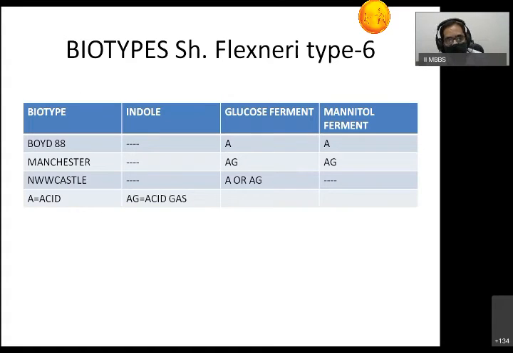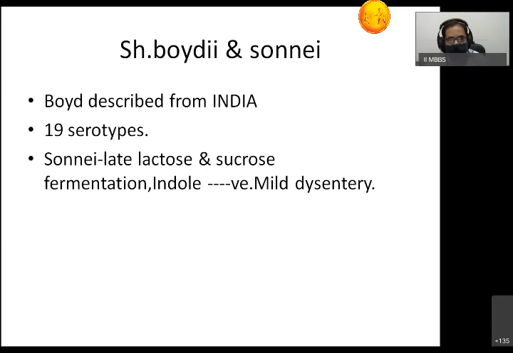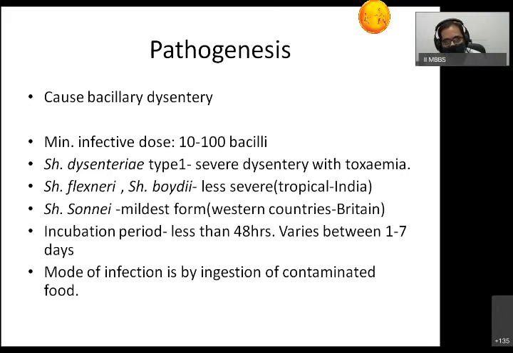And these are the biotypes of Shigella: Boyd 88, Manchester, Newcastle. Depending upon indole, glucose and mannitol reactions, they can be identified. As I told you, they are the causative agents of bacillary dysentery. The minimum infective dose is 10 to 100 bacilli. Shigella dysenteriae type 1 causes severe dysentery with toxemia. Shigella flexneri and Shigella boydii are less severe and are seen in tropical countries like India. Shigella sonnei is the mildest form of dysentery, generally seen in Western countries.